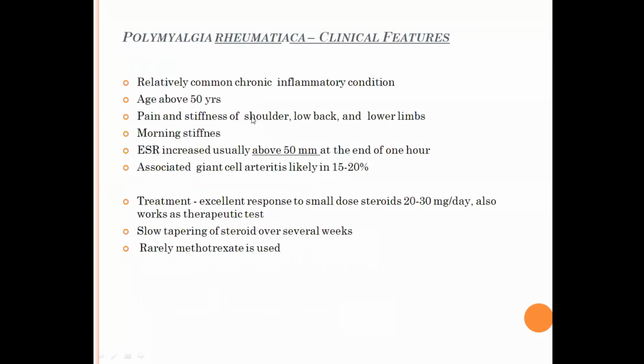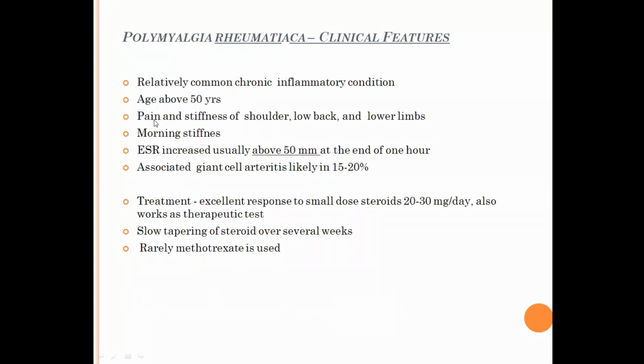And lastly, another 2 slides. Polymyalgia rheumatica. In clinical practice, this is very common. The patient has multiple pains in the muscle as well as in the joint. It is a relatively common chronic inflammatory condition. Patients are all above the age of 50.